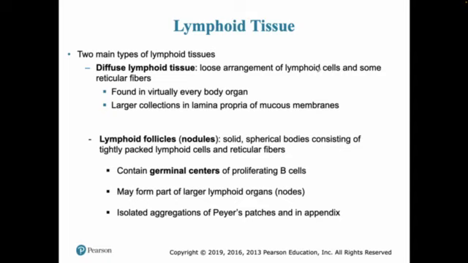Now, what are the types? Firstly, the diffused lymphoid tissue. Diffused, these are like loose lymphoid cells that are diffused all across our body, found virtually everywhere, especially in the inner mucous membrane. Then lymphoid follicles, which are the nodules, these are much more solid substances.